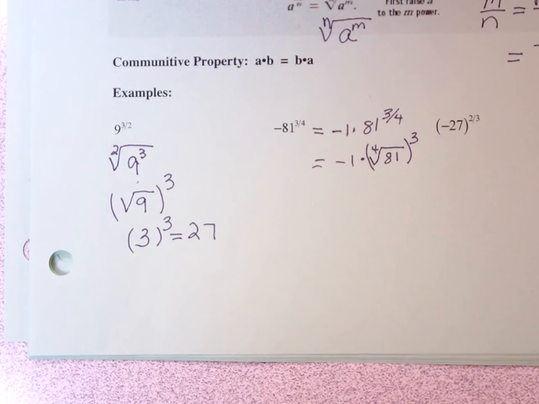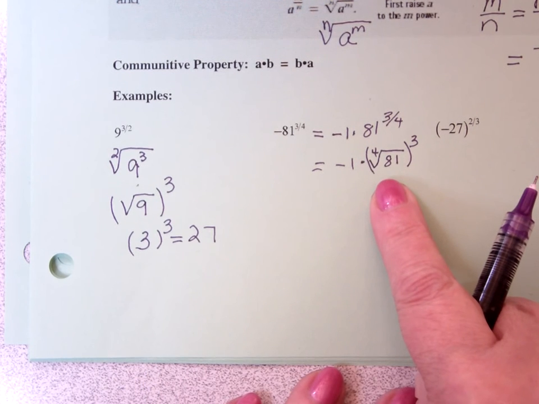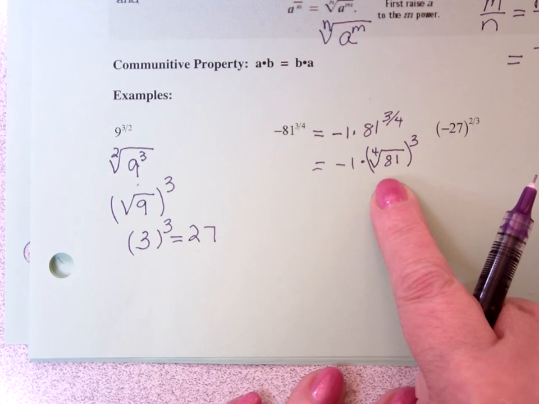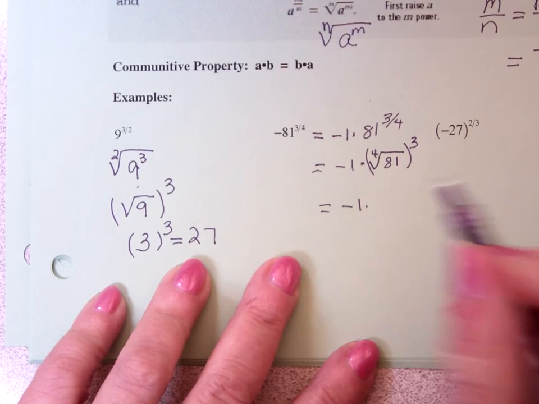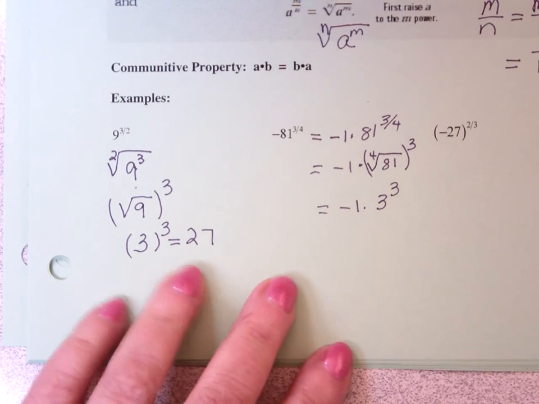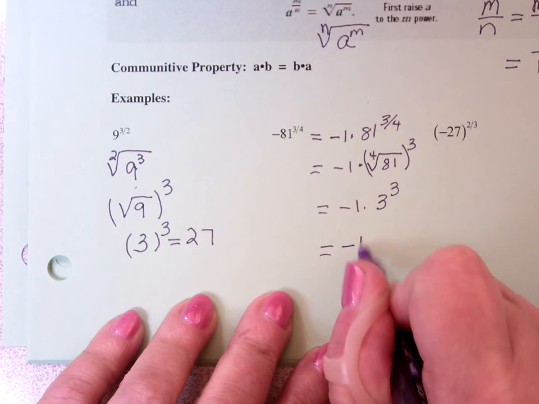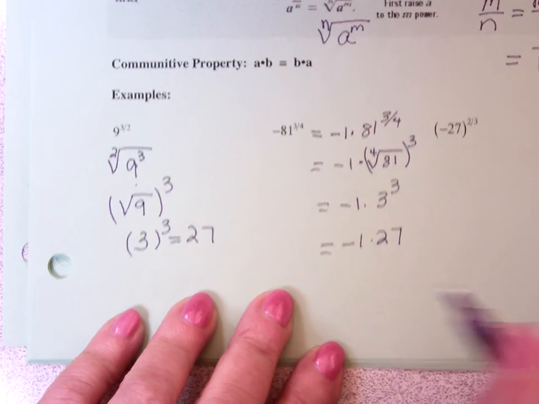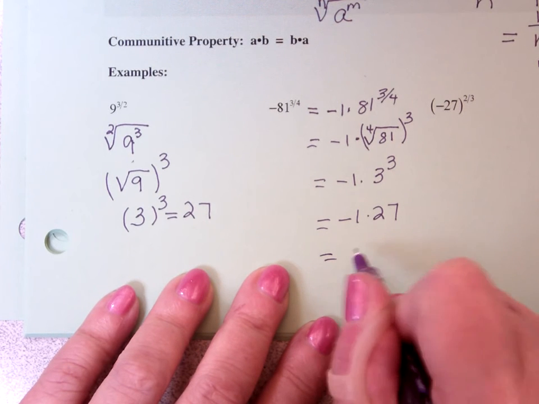So I can power it, then root it, or root it, then power it. By the way, most of the time we work with it this way because it's easier. In other words, root it first, then power. Well, this is the opposite of the fourth root of 81, which we said was 3, that we're going to cube, which is 27, and with the opposite, of course, a negative 27.